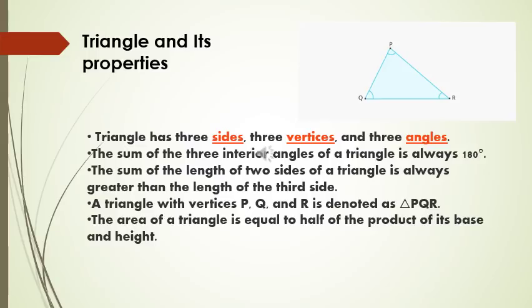A triangle with vertices PQR is denoted by a small triangle sign and it is written as triangle PQR. The area of a triangle is equal to half of the product of the base and the height.